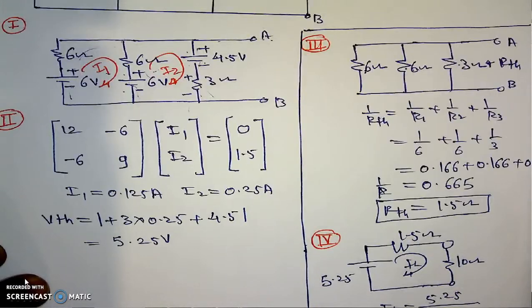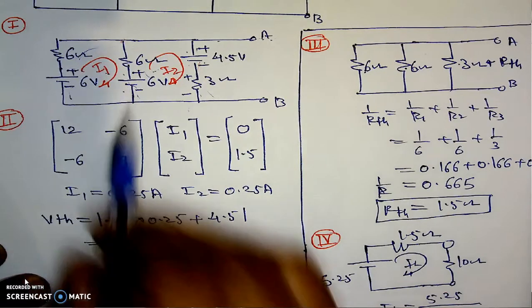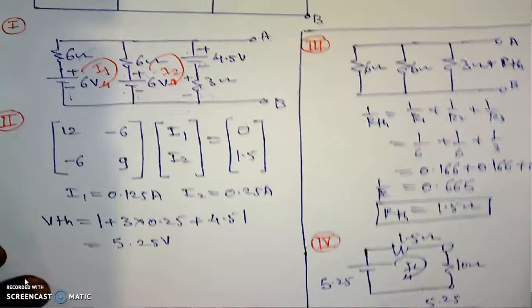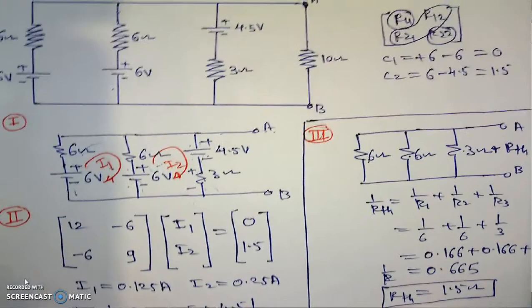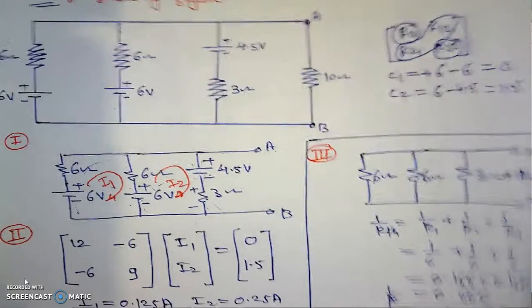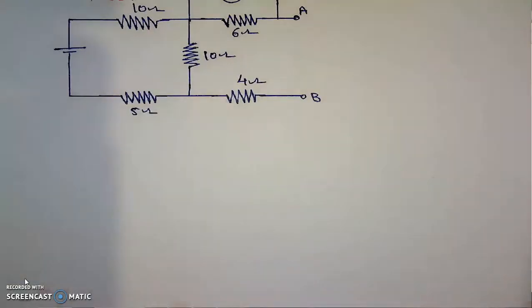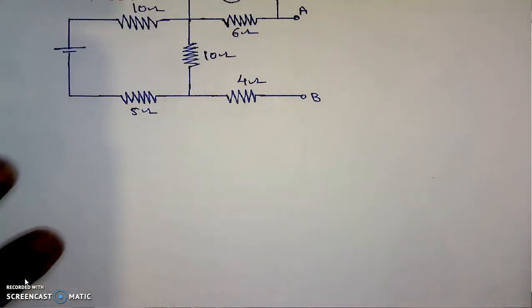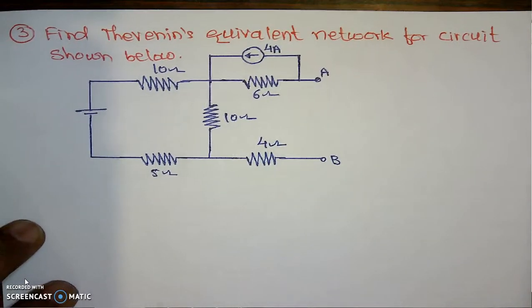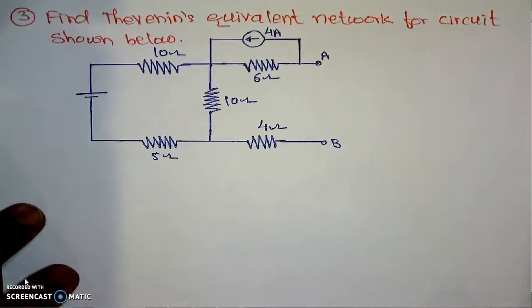Where the network is complicated, with 3 loops or 2 loops, in that particular case we have to use different techniques, that may be mesh analysis, nodal analysis, direct inspection method, and so on, to calculate its current. That is about this particular problem. Now here, in this particular case, we will find out the Thevenin's equivalent network for this given figure.